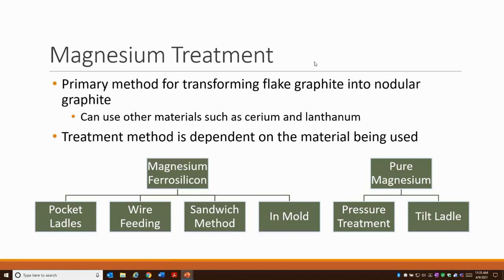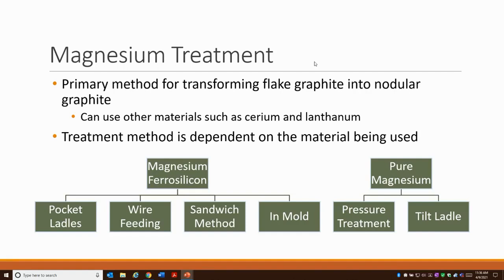So with magnesium ferrosilicon, that can be a blend of magnesium and then ferrosilicon, and a couple other elements can be thrown in there. But typically with magnesium ferrosilicon, you're going to use a pocket ladle. You may use wire feeding. The wire feeding can allow for a higher content of magnesium to be added to the ladle. The sandwich method, or you can actually treat in mold with magnesium ferrosilicon. But either way, in any of these methods, you're using a lower content of magnesium that's not pure mag, and it's typically mixed with that ferrosilicon.